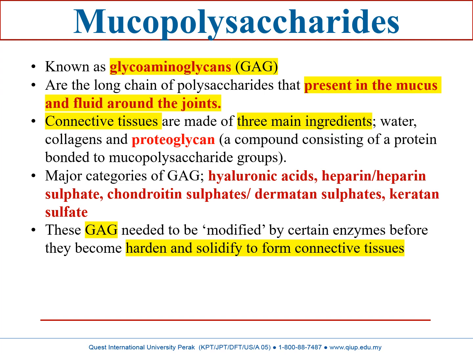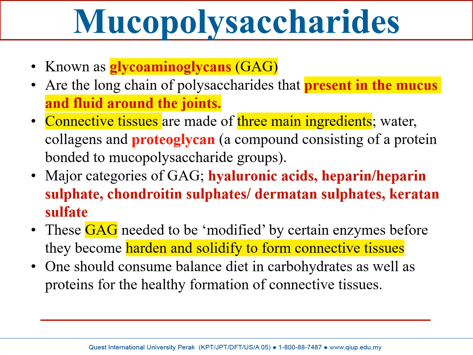So these GAG need to be modified by certain enzymes before they become hardened and solidify to form connective tissue. Although the main ingredients are water, collagen, and proteoglycan, it looks like certain other enzymes are needed to solidify them to become connective tissue at the end. One should consume a balanced diet in carbohydrate as well as protein for the healthy formation of connective tissue, since they are made of protein and also carbohydrate.